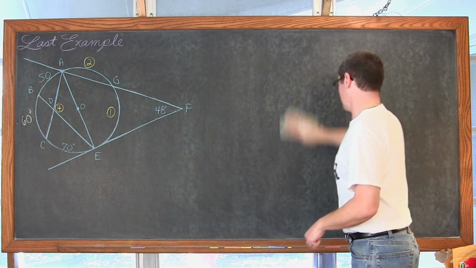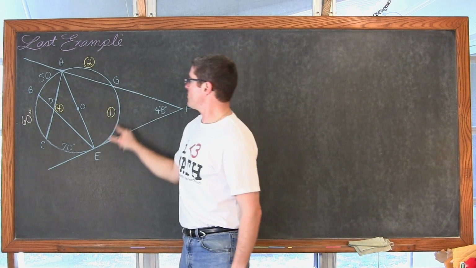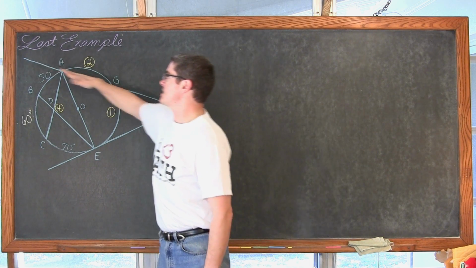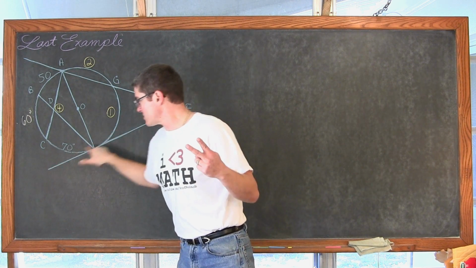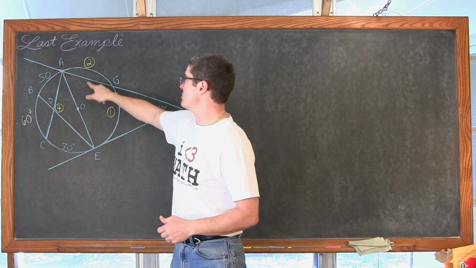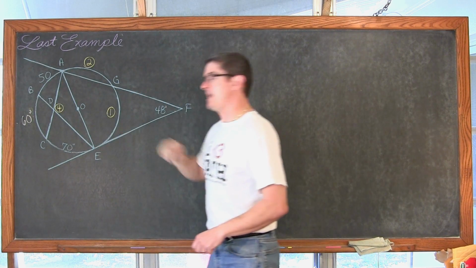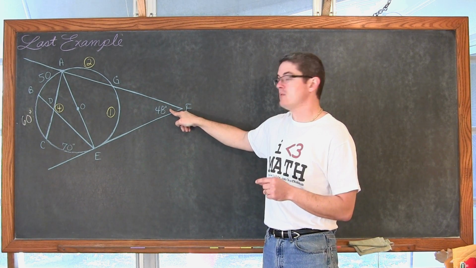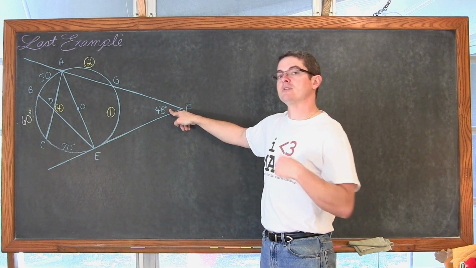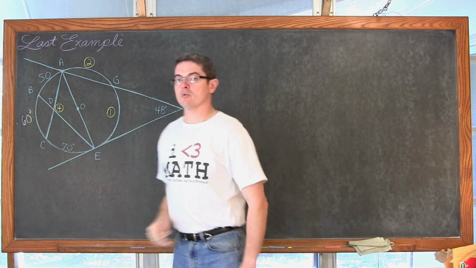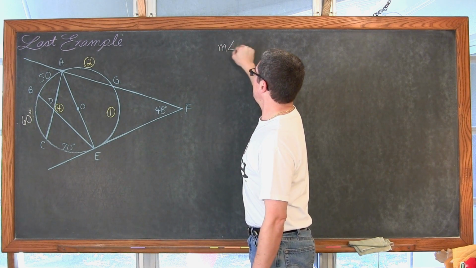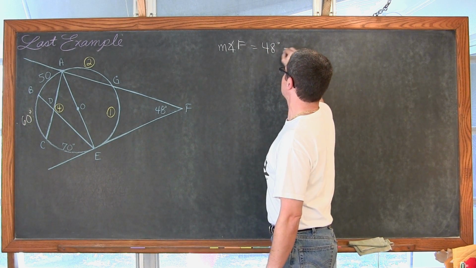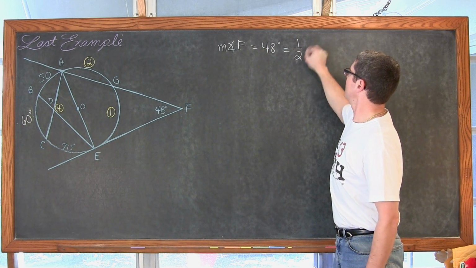Now, arc GE is created by a couple of lines intersecting the circle. There's a line intersecting the circle in 2 places, and then we have a line intersecting the circle at only 1 place. So this would be sort of like an extended chord and a tangent line. And the measure of this angle formed outside the circle is equal to 1/2 the difference of the 2 arcs which it creates. So the measure of angle F, which is equal to 48 degrees, is going to be equal to 1/2 these.